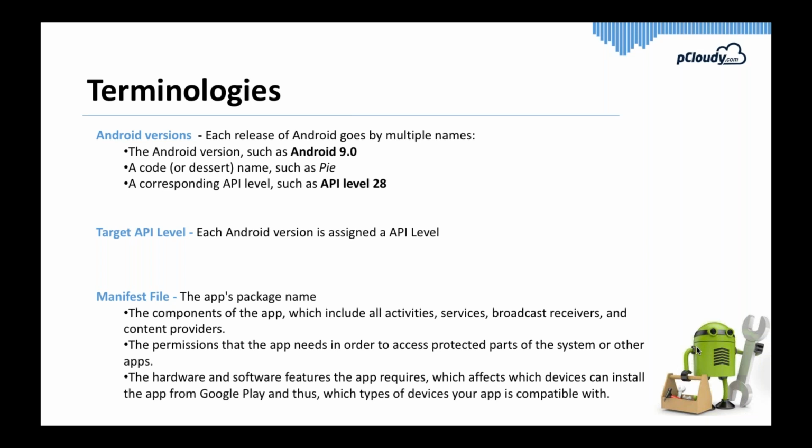So what is the lowest version for which the app should work? What is the highest version for which it should work? So that clearly defines the range of the operating systems or the kind of devices on which the app will work. And based on that, Google Play also decides on which devices it can be downloaded, or certain devices have to be excluded. So that information comes from the manifest file.